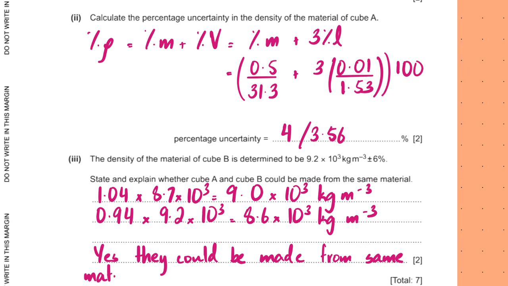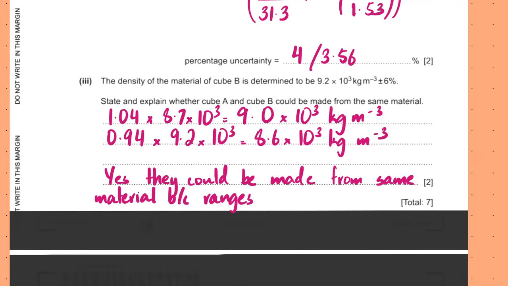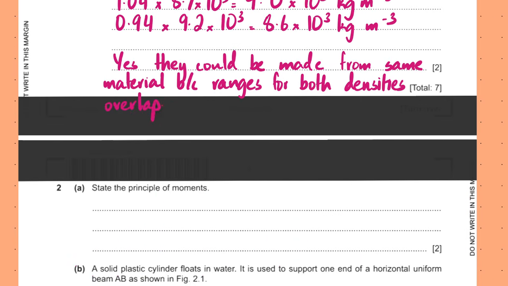Because ranges for both densities overlap. All right, so that's this one. Let's go on to question number 2.